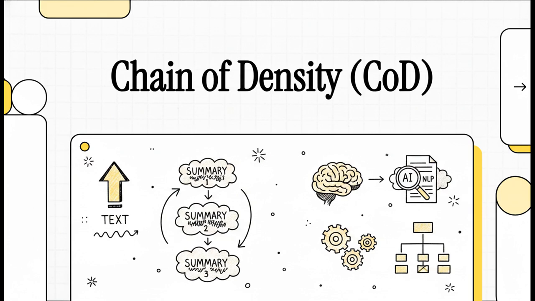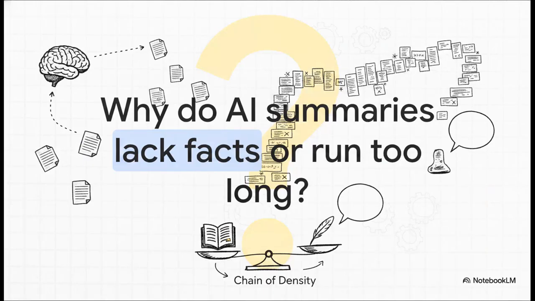Honestly, if you've ever asked a language model to summarize a document and felt totally underwhelmed by what you got back, you are definitely going to want to pay close attention to this. Let's start with a shared frustration that I know so many of us, developers, prompt engineers, and just everyday users, face all the time. Why are AI-generated summaries usually either way too long or completely missing the most crucial facts?